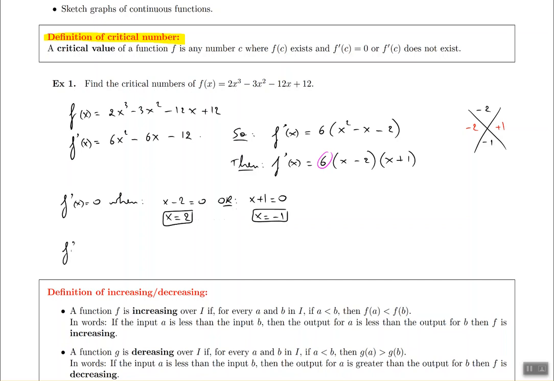Now, what makes the f prime of x undefined? So in this case, the derivative cannot be undefined. Why is that? Why can it not be undefined? Well, that's because the derivative does not have a denominator. And since there's no denominator, that means there's no numbers that are forbidden. So that's it. We're finished.